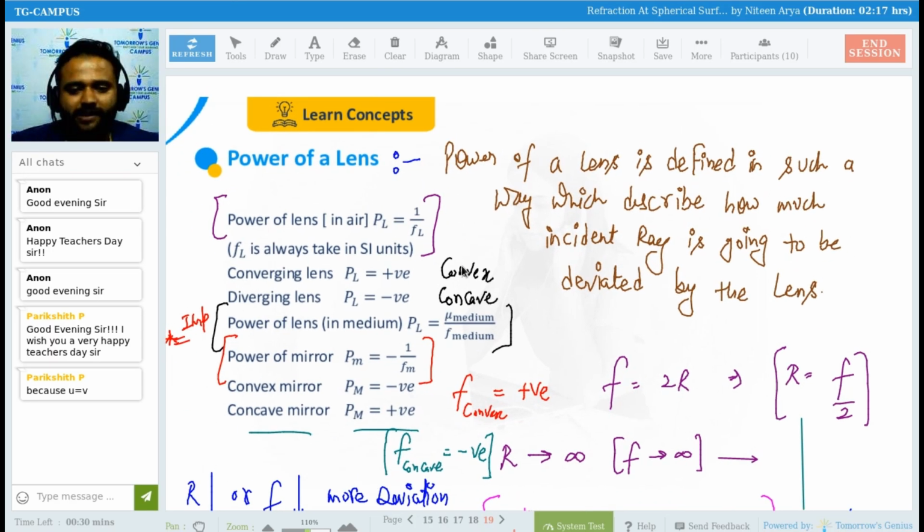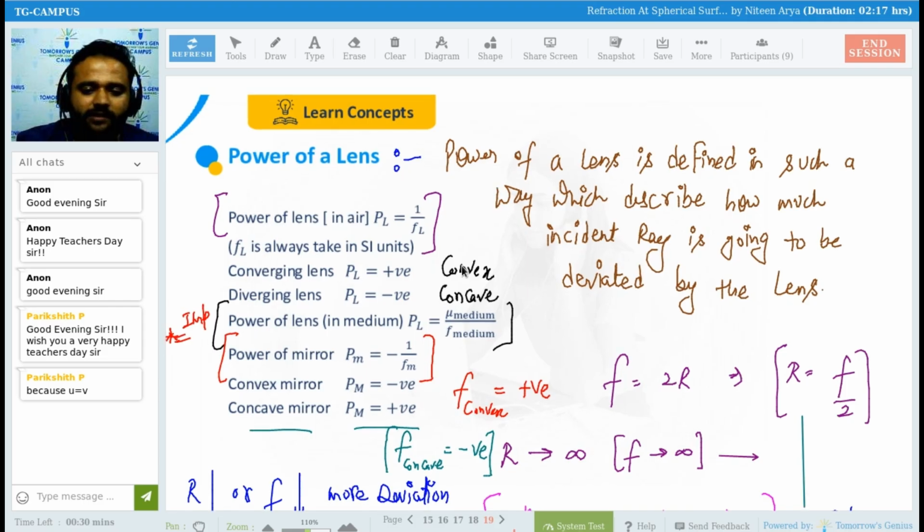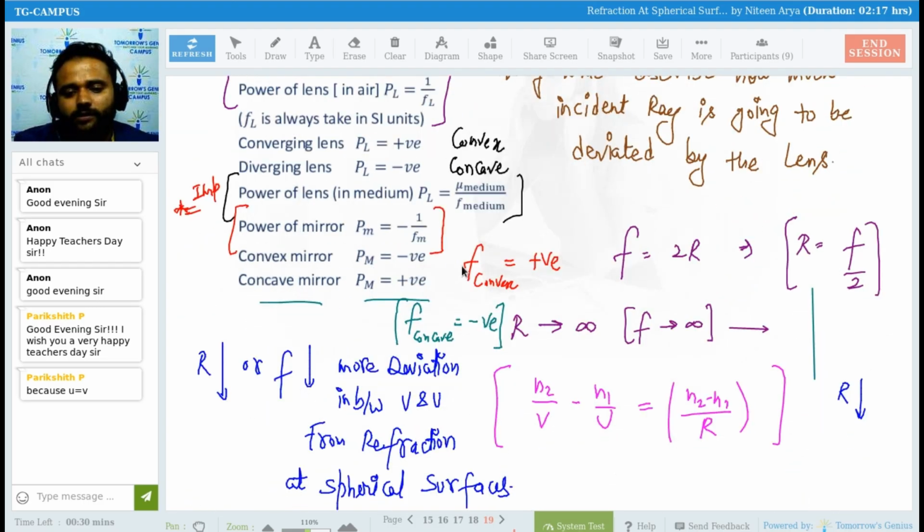Everyone understood what power is? Clear everyone? You get what power is, how it is related, and why it is related. So again, the main important formula is this one.